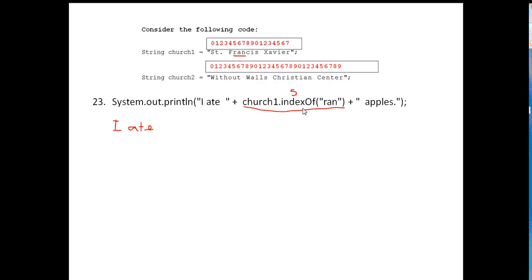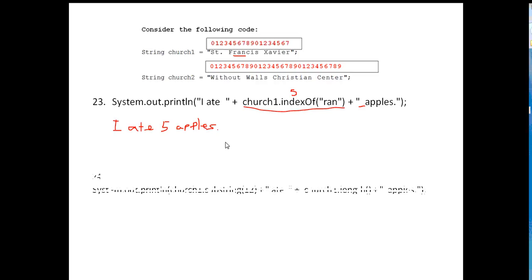And so we have a space here, and now we're going to put a 5 here. The next thing that happens is you have a literal string which has a space at the beginning, which puts a space after the 5, gives us room to then put apples. Okay, so that's the first one, number 23. And you have a period as well.